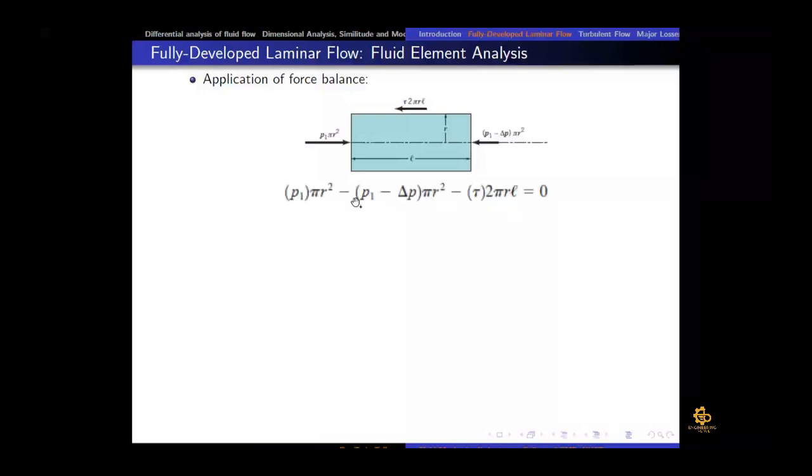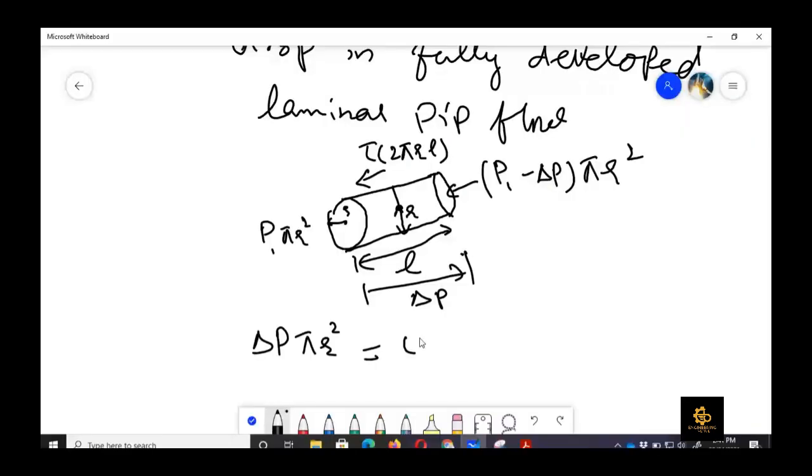So now we can see that P1 pi r square and P2 pi r square would be cancelled out, and we are left with delta P pi r square is equal to 2 pi r L. So let's do it here. If we write delta P into pi r square is equal to tau into 2 pi r L.